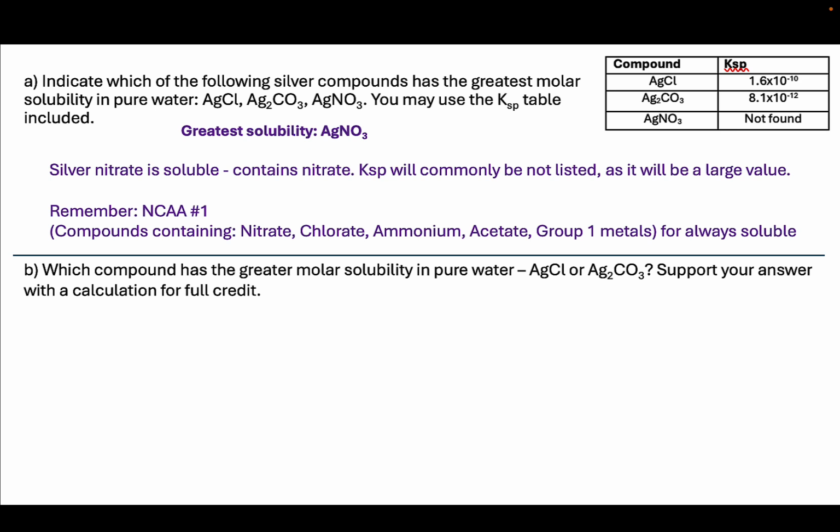Ksp indicates the solubility equilibrium, which is for insoluble ionic compounds, and this shows that for something that's insoluble, we actually do have a small amount of dissociation, relatively speaking. But for something like silver nitrate that's simply soluble, we know that it effectively goes to completion when it dissociates. It has the greatest solubility.